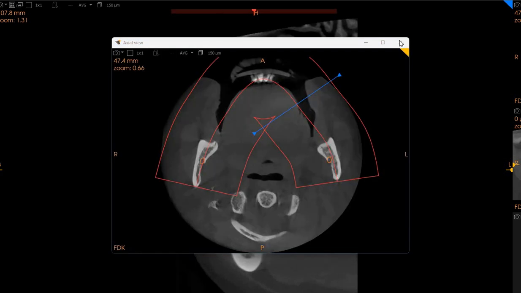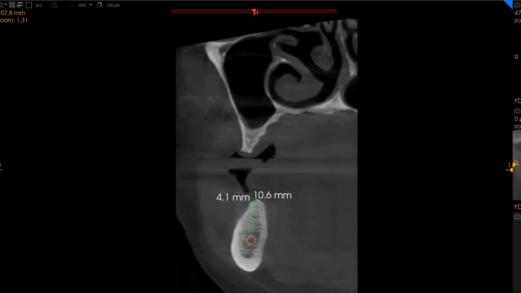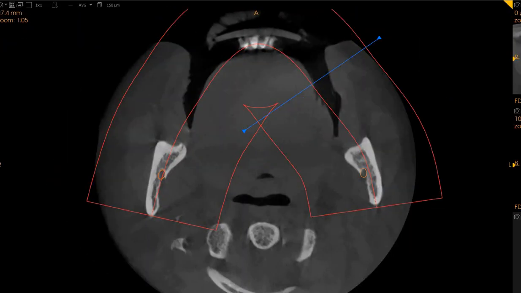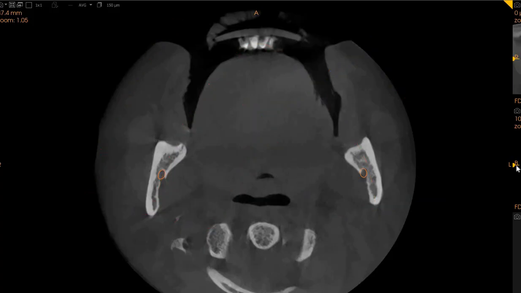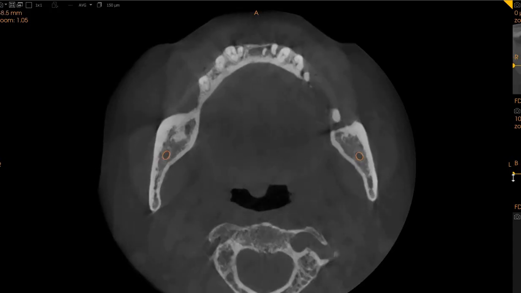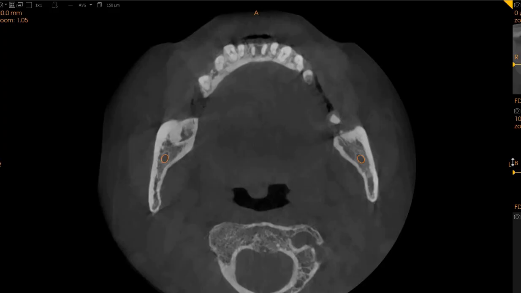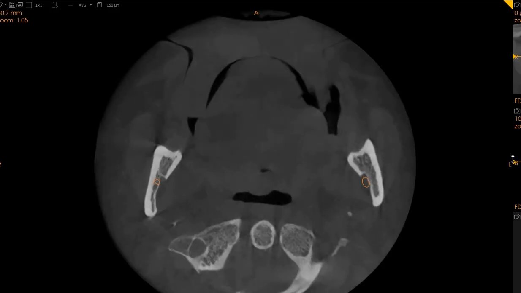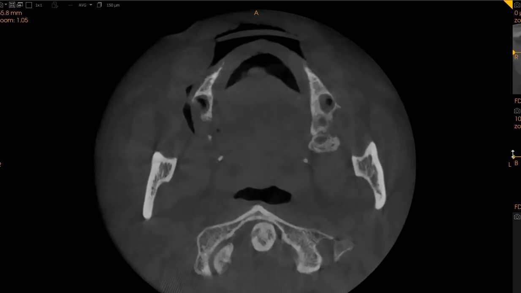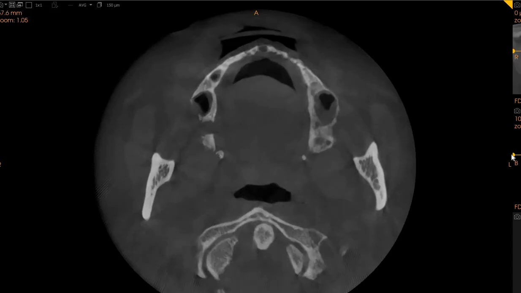This is how the tooth looks from an axial point of view. Now, axially, you can see that this is the lower arch, very thin bone with buccal defects, especially on the left hand side. And then this is the upper arch. You can see there's absolutely no bone present for any implant placement.